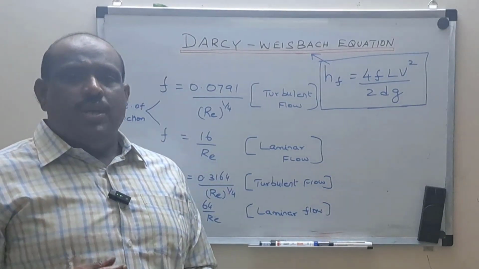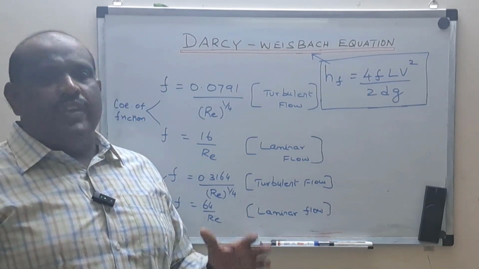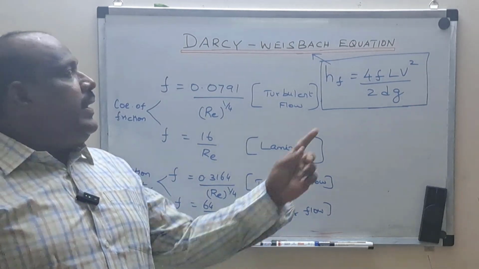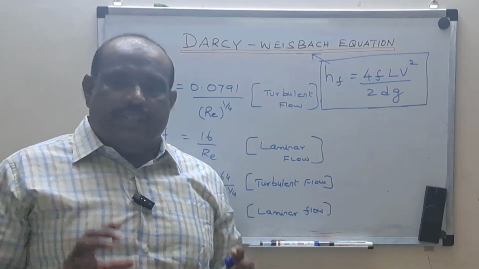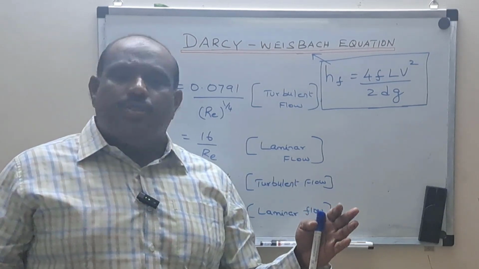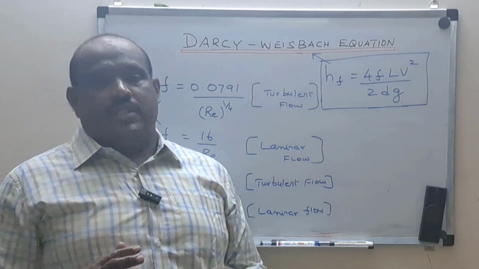Let us take the last 2 minutes to explore this particular equation. Here the head loss due to friction is mainly dependent upon F. Why? Because the length of the channel you are going to fix. From which length to which length you want to know the loss. So length is fixed. We also know the velocity.